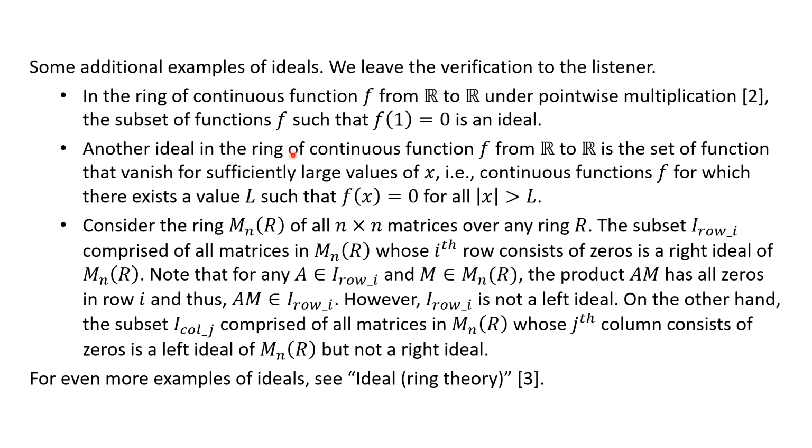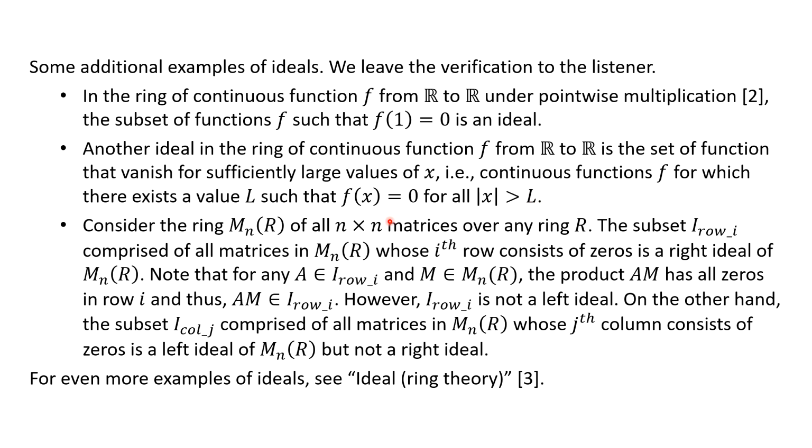Another ideal in the ring of continuous functions is a set of functions that vanish for sufficiently large values of x. In other words, continuous functions for which there exists a value L such that f of x equals 0 when the absolute value of x is greater than L. In other words, when x is greater than L or x is less than minus L.